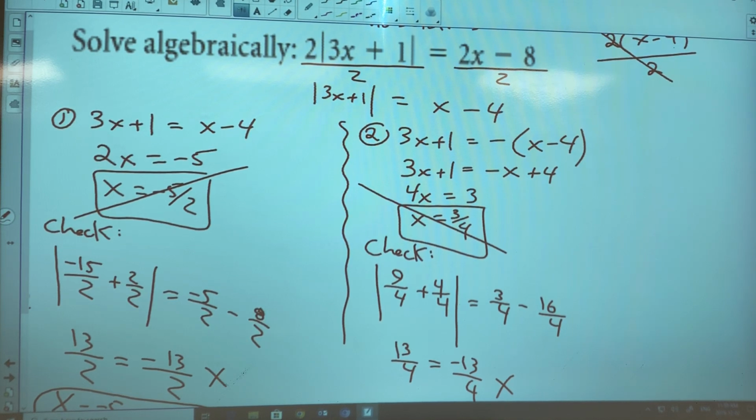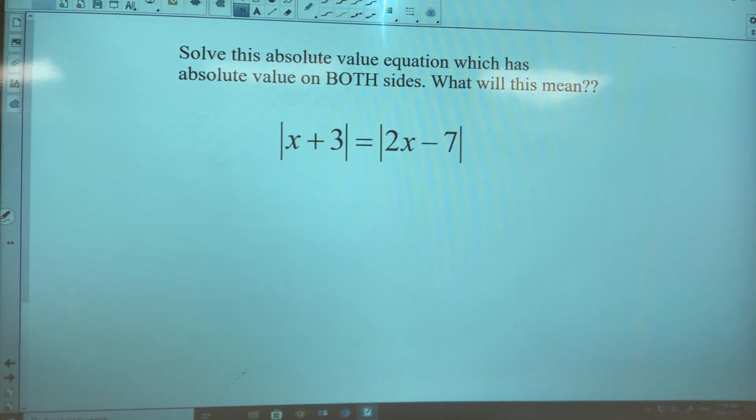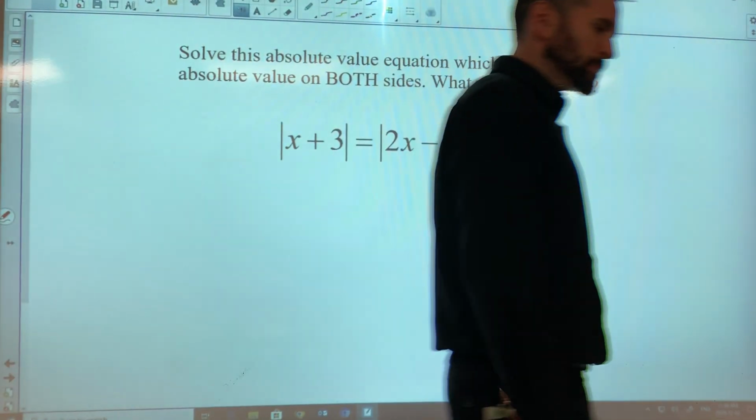Next slide. Okay, good. This is about as bad as it can get. What if you have an absolute value on both sides?